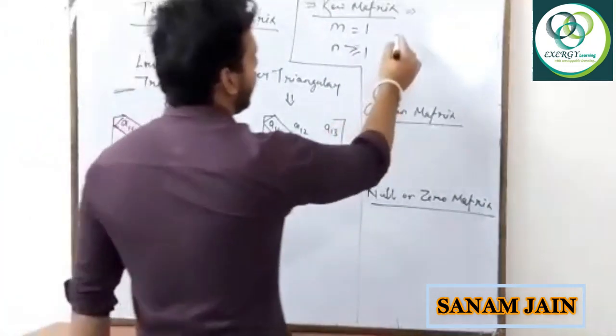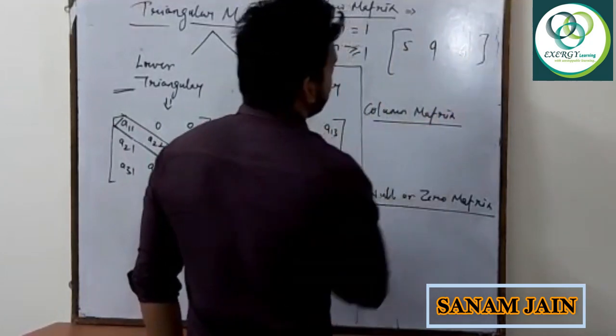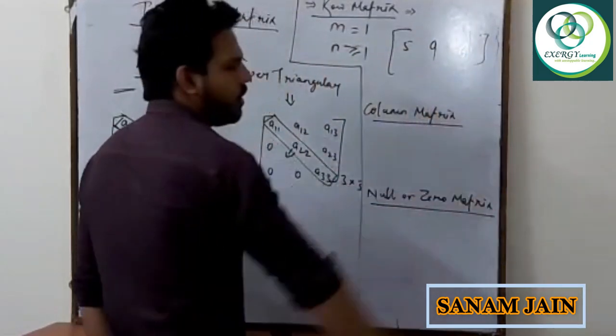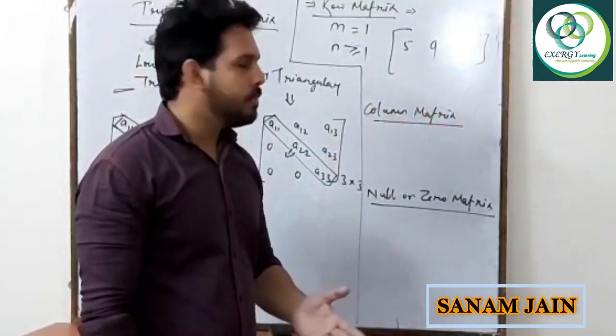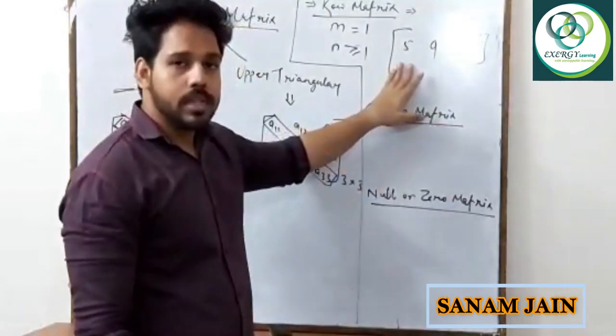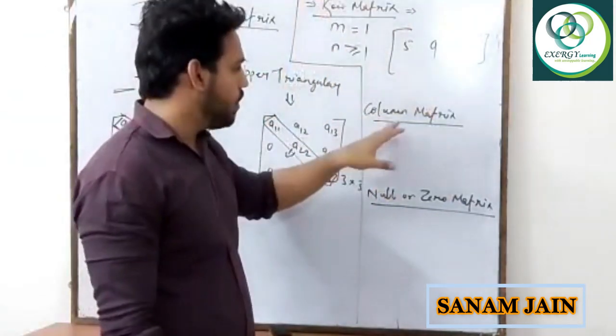Okay, for example, we are taking 5, 9, 6. In this you can see the number of rows is 1 and the number of columns is 3. Okay, it doesn't matter. You just have to check that the number of rows is 1, so we can say it is a row matrix.